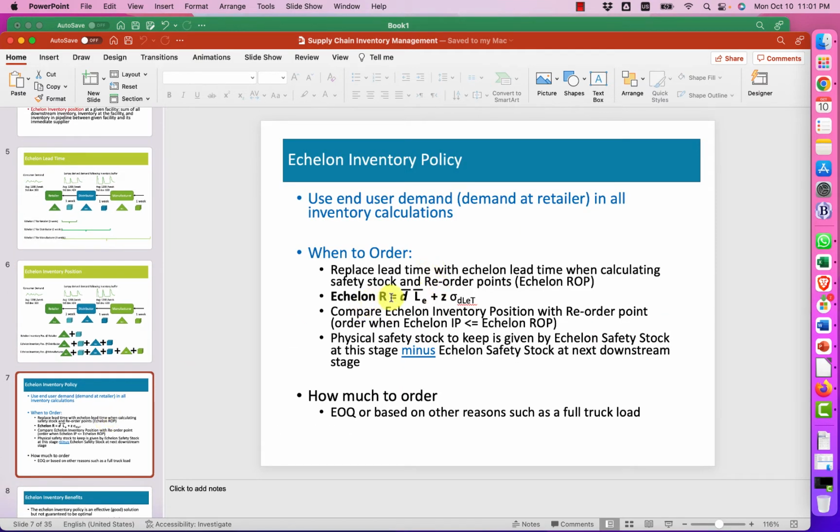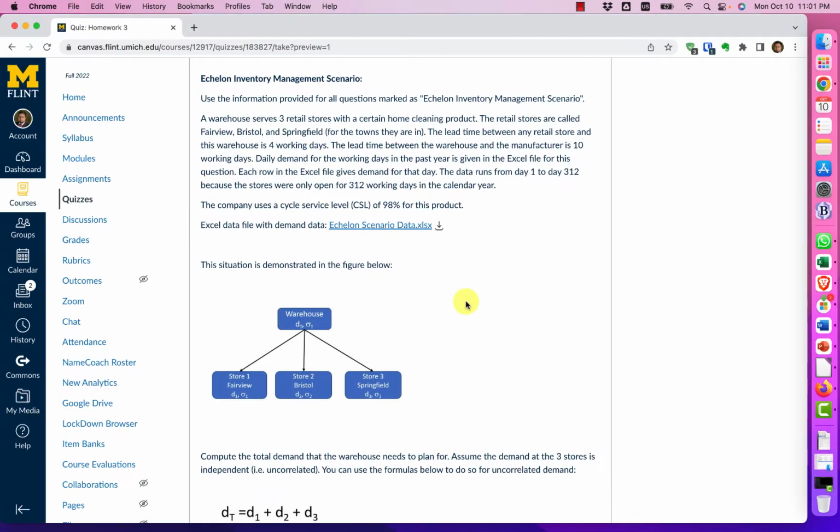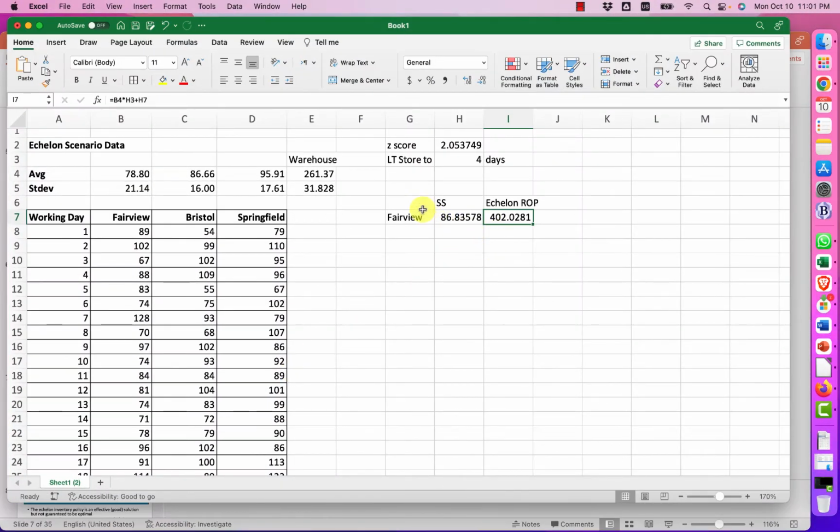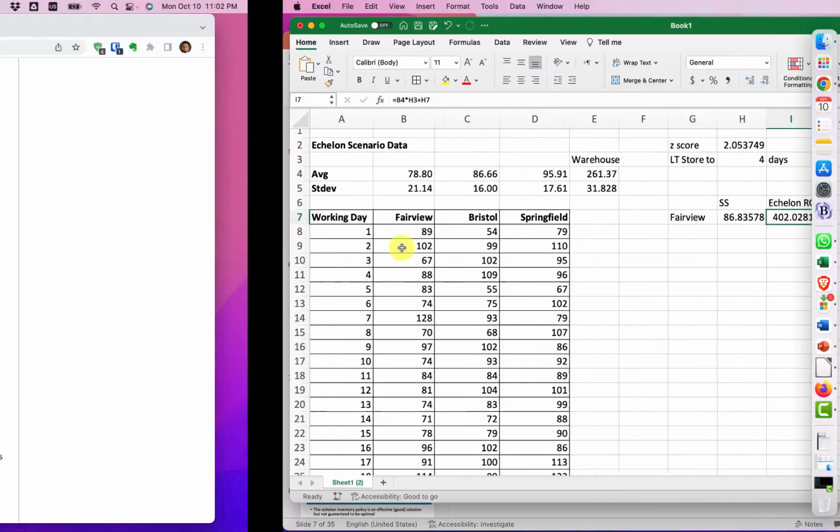And then the reorder point is simply D times echelon lead time plus Z times sigma DLT, where you use the echelon lead time instead of the lead time. So it's very similar to what we have done before, except you replace lead time by echelon lead time, and for the retailer, the last stage in the supply chain, it doesn't matter, it's the same thing. Echelon lead time is the lead time. Obviously for warehouse and manufacturer, the echelon lead time is not just the lead time, so for them the numbers become different. Okay, so that's the reorder point.